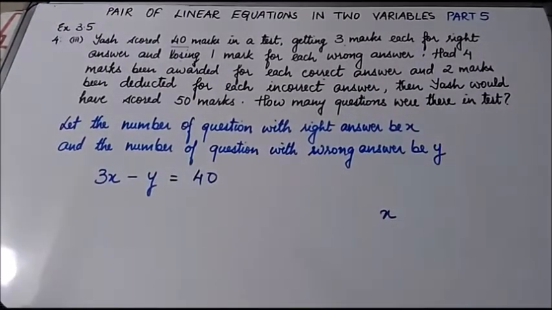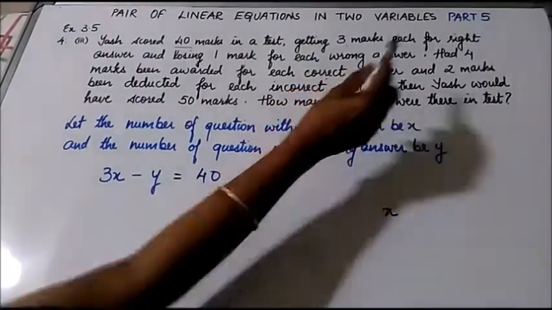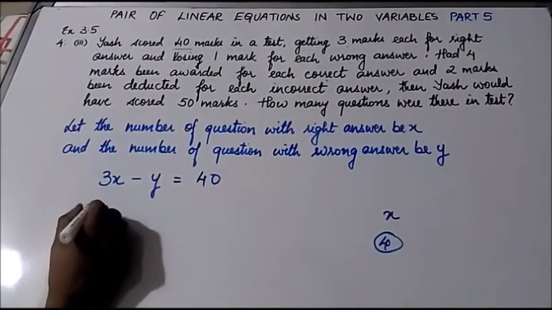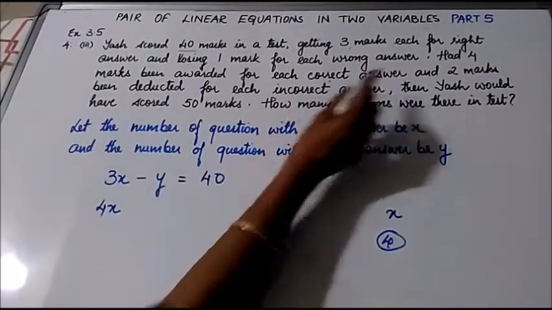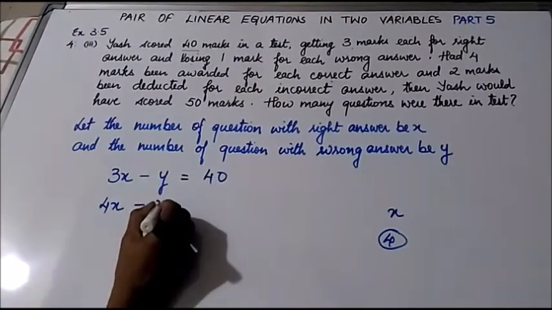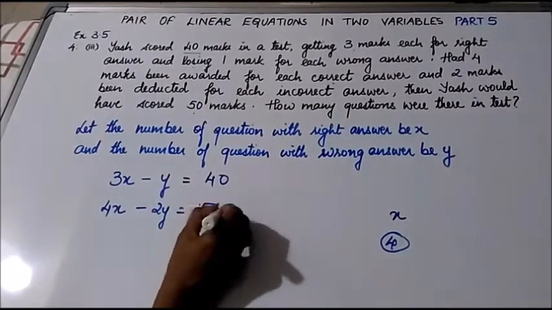Total marks 40. Now let us form the second equation. For each correct answer, how many marks have been given? 4 marks. What are the marks he gets? 4x. But for an incorrect answer, how many marks have been deducted? 2. That means 4x minus 2y is the total mark he gets. The total mark he gets is equal to 50.